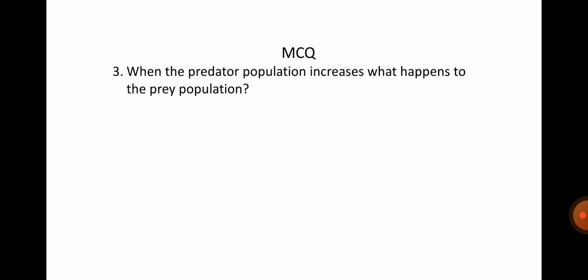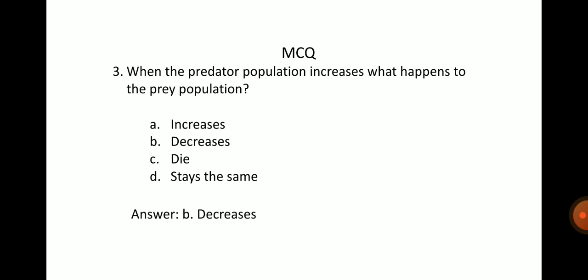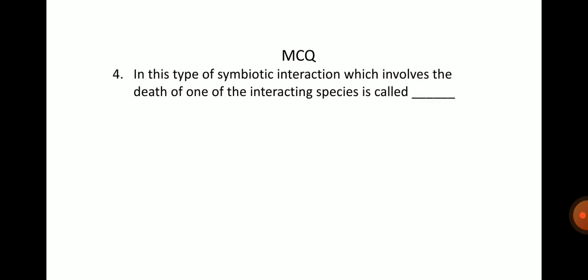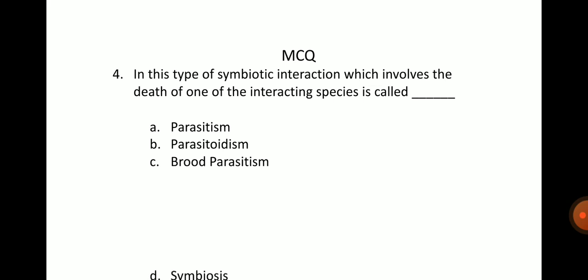When the predator population increases, what happens to the prey population? The options are A. Increases, B. Decreases, C. Die, and D. Stay the same. So the answer is option B, it decreases. Next question. This type of symbiotic interaction, which involves the death of one of the interacting species, is called A. Parasitism, B. Parasitoidism, C. Brood parasitism, and D. Symbiosis. The answer is parasitoidism, option B.